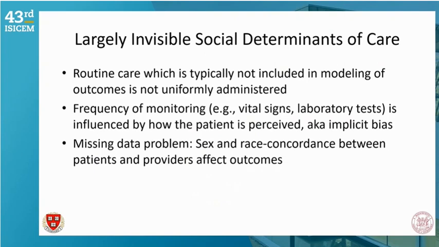Then, second to the last group of these data issues is the largely invisible social determinants of care. It turns out that the routine care, which we normally do not include in our models, is not uniformly administered. I'll give you 2 examples. We also found problems with frequency of monitoring of vital signs and laboratory tests. They are not identical across different patient groups, and it's not explained by the disease or the phenotype of the disease. And the last example of this is the missing data problem, and a good example is the sex and race concordance between providers and patients, which we know affect outcomes, but you don't have that data in your data set.